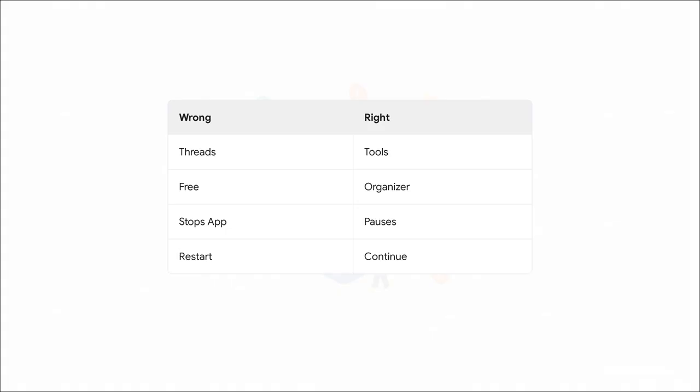Number 3. Suspension stops the entire app. No, only the coroutine pauses. The underlying thread keeps right on working. And number 4, resume means restart. No, it means continue from exactly where you paused, not from the beginning.